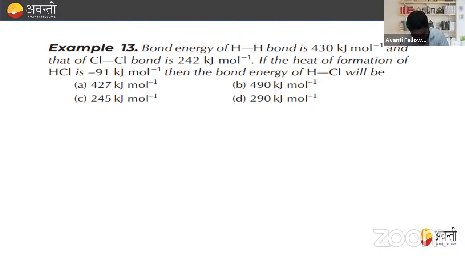So in this question, what they ask basically is: bond energy of the H-H bond is given, that is 430 kilojoule per mole. And that of the Cl-Cl bond is also given, 242 kilojoule per mole. Now, if the heat of formation of HCl is minus 91.91 kilojoule per mole, then the bond energy of HCl will be. Will you try to solve this? This is a very simple question, just related to the previous one, right? Let me show you.